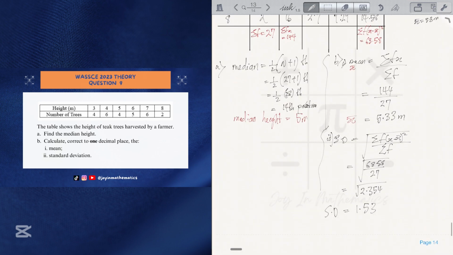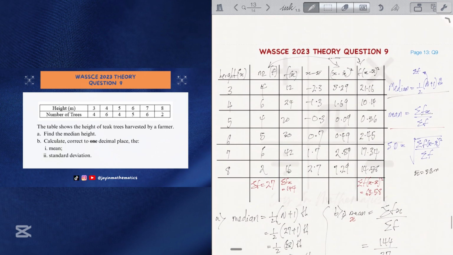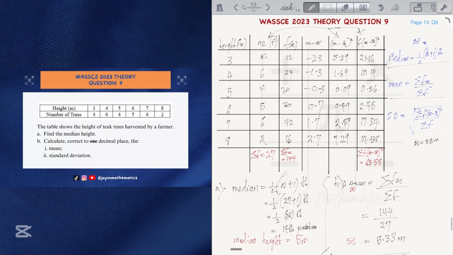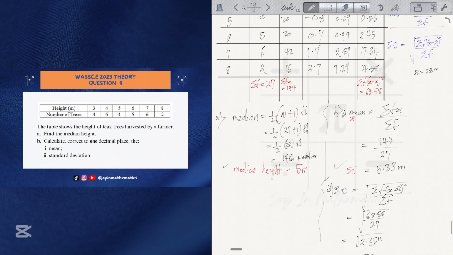Now you can see that all our calculations for these questions were just based on this table. So we found the median height, the mean, and the standard deviation.